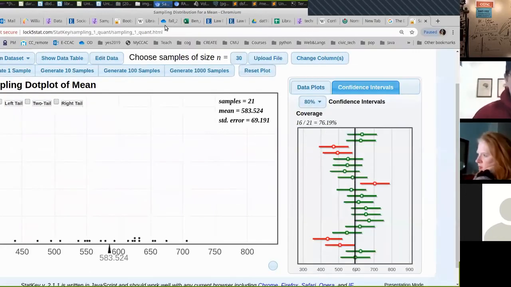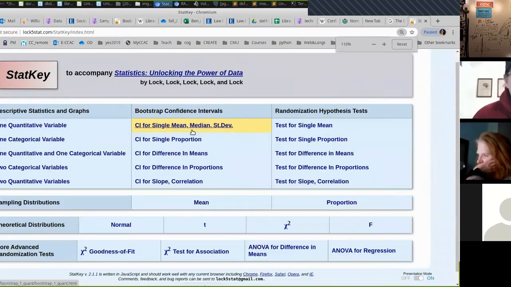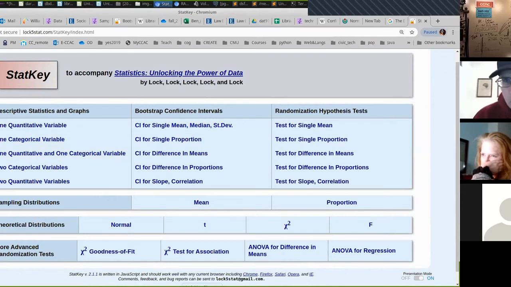Okay, so by the way, let me show you where that came from. I didn't want to steal the thunder from... I wanted to selfishly be the one to show you that cool tool. It's on StatKey, and then I did sampling distributions, mean.